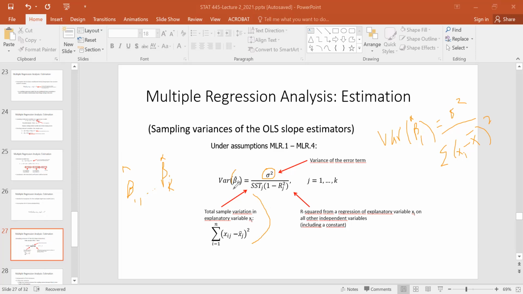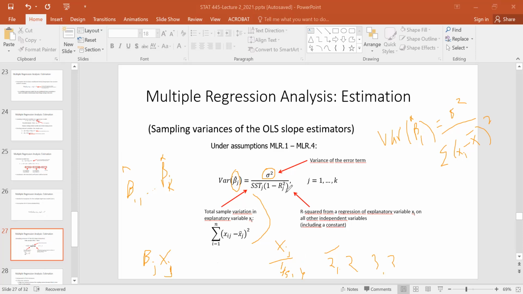Remember, we are talking about one of them, xj. So it must be the xj. The xj must be the one attached to the variable j. So we want to see the variation in the variable xj. Okay, is xj having a lot of different numbers, 1, 4, 5, different values, or is there not much variation? Maybe they are all 2, 2, 3. No, we would like to see the variation in that variable. So that's the total sample variation.